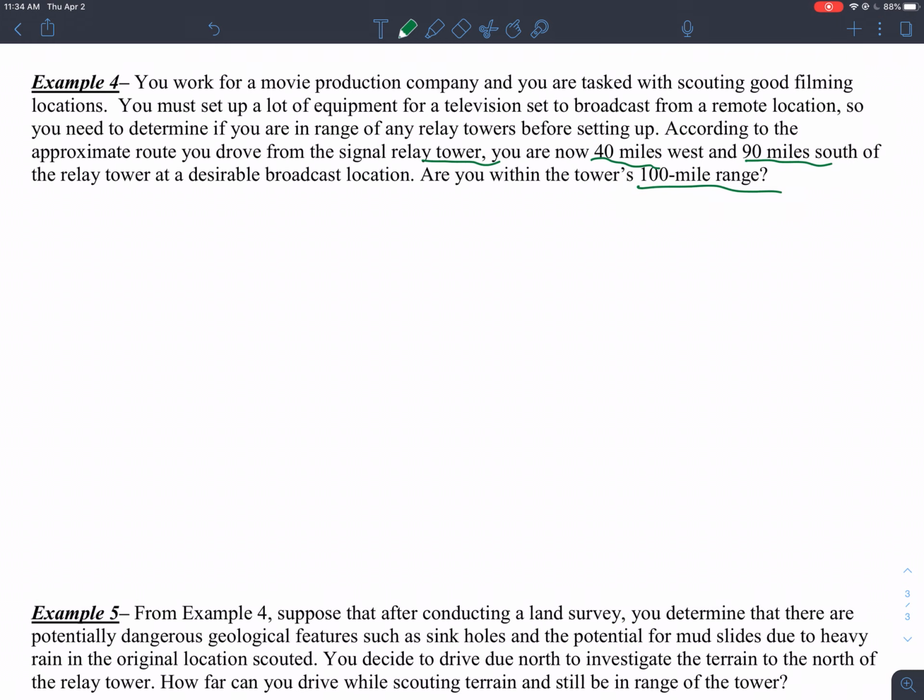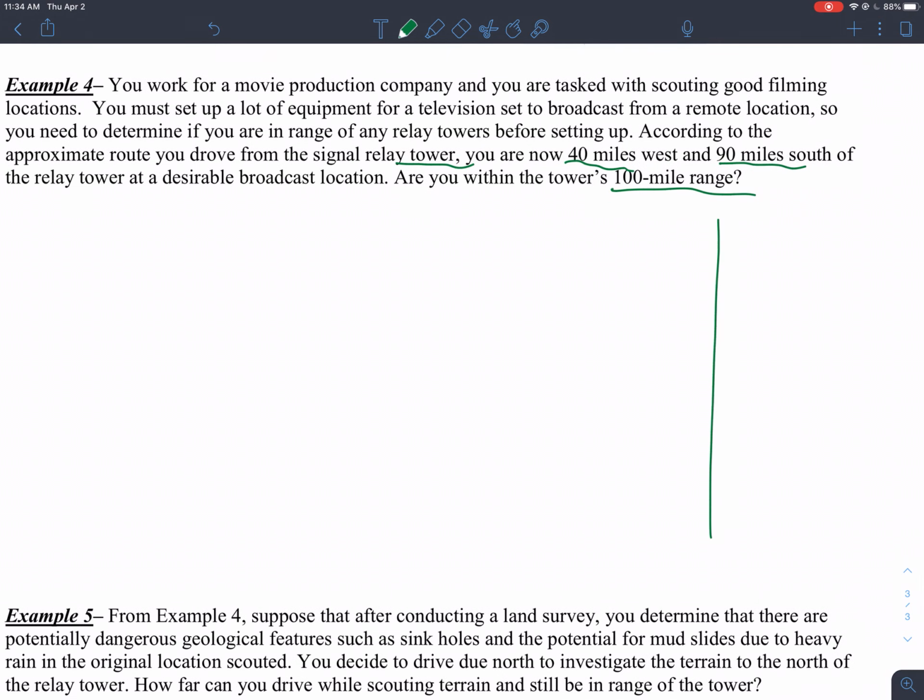Okay? So, first of all, let's draw a picture. All right? You have to represent the situation correctly. So, I must set up a lot of equipment to broadcast from a remote location. I need to determine if I am within range of a relay tower. So this is what this means. Let's say the relay tower is the origin. Okay? Picture this being a relay tower. All right, there's the relay tower.